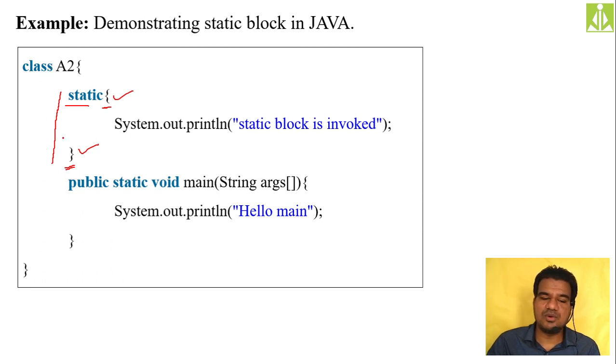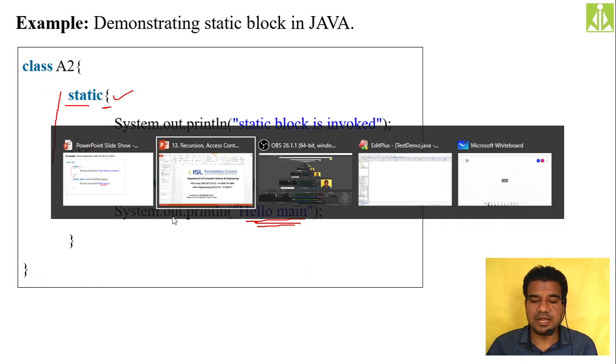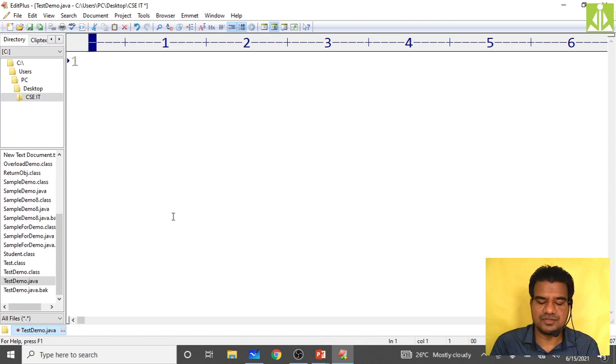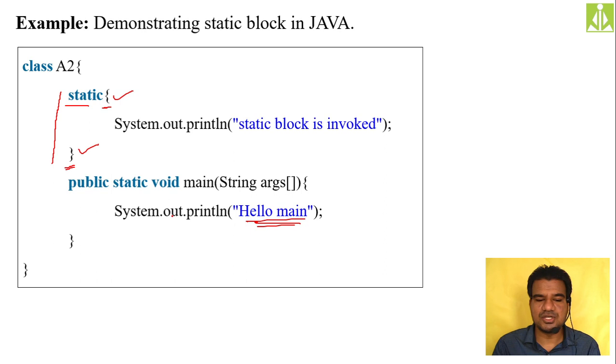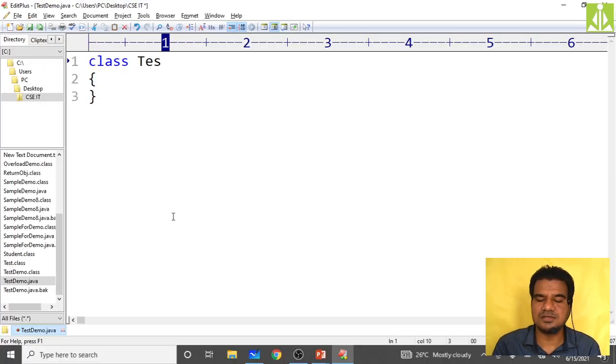After that I am simply writing my PSVM, my main method, and in that main method I am writing one another simple hello main statement. Now we will execute this code and we will see what output we get, and over there I will do the explanation. So quickly we'll shift to our editor. Here our class name, there I have taken A2, but here I need to take my class name as TestDemo only, because my Java program name is TestDemo.